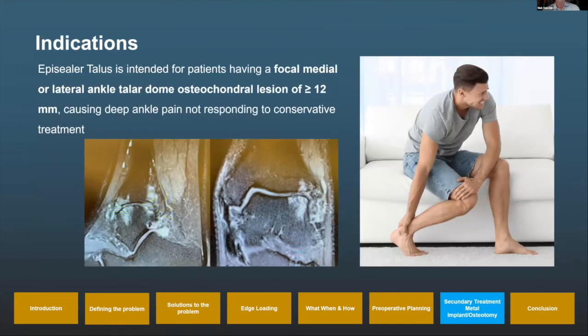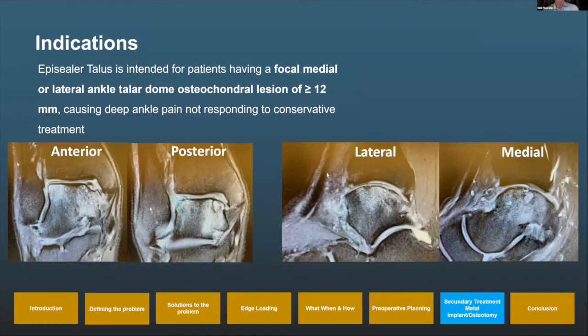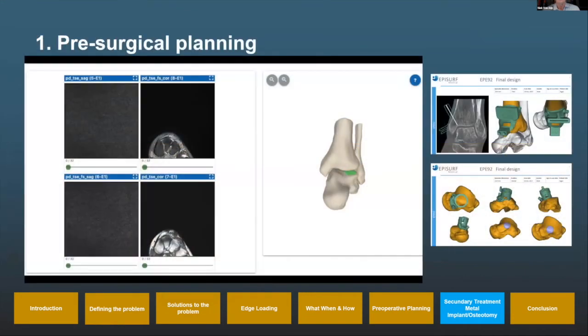If you have a kissing lesion like this, it's probably not a good idea to place an Episealer. Likewise, if there's a medial and lateral lesion, like in this patient, maybe in the future, yes, but not with this part of the Episealer. I would not recommend it.